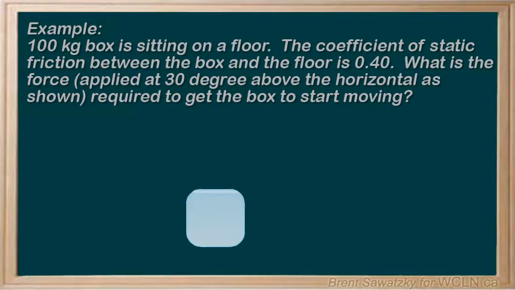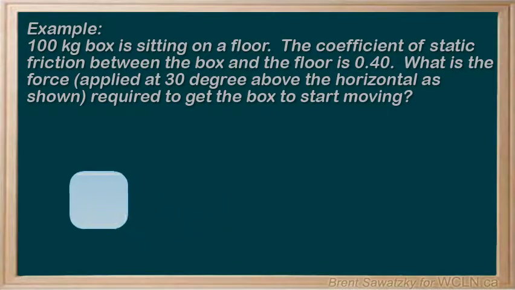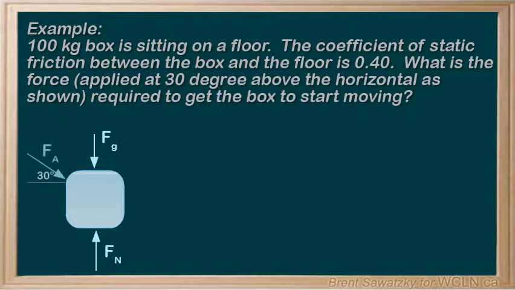First step, a good free body diagram, always. We have Fg down, F normal up, and we have our applied force at 30 degrees here. And finally, we have the friction force opposing the motion of the box along the surface. Let's consider our situation here.